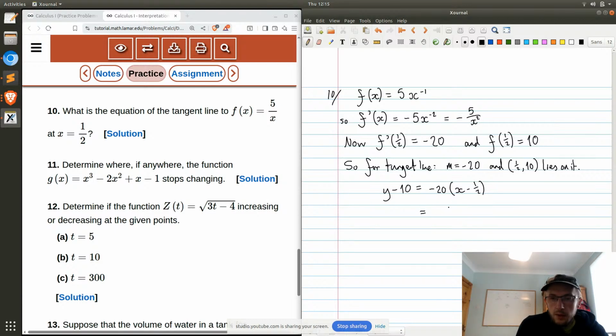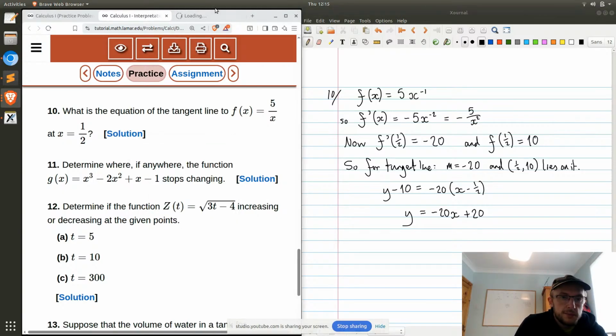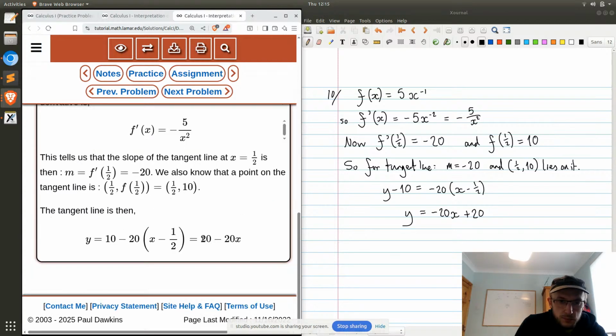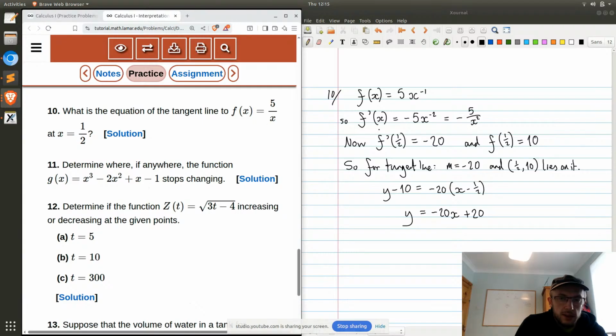Now, we're going to expand out on the right. So we get minus 20x there. Minus 20 times minus a half is plus 10. So I could write a plus 10 here, but I know that I'm going to be adding 10 to it anyway to get rid of that. So I'm going to write plus 20. And I think that's it. So now we check. Excellent. 20 minus 20x. Great.